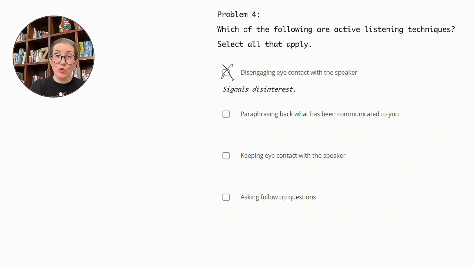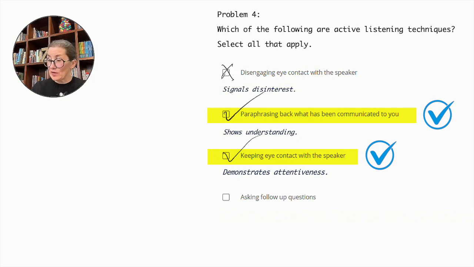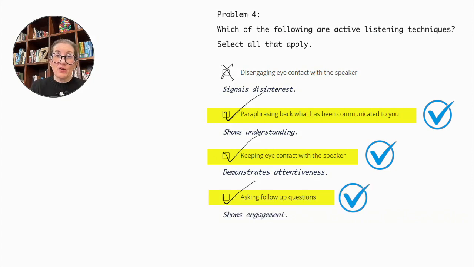The correct answers, therefore, are paraphrasing back what has been communicated to you, keeping eye contact with the speaker, and asking follow-up questions. Paraphrasing shows that you understand and are processing what the speaker is saying. Maintaining eye contact demonstrates attentiveness and respect, encouraging the speaker to continue. Asking follow-up questions shows engagement and a desire to understand more deeply, fostering a productive and interactive conversation. Therefore, the correct answers are paraphrasing back what has been communicated, keeping eye contact, and asking follow-up questions.